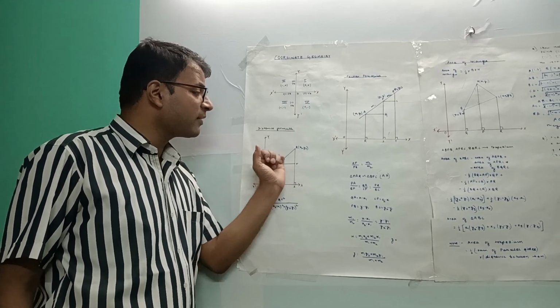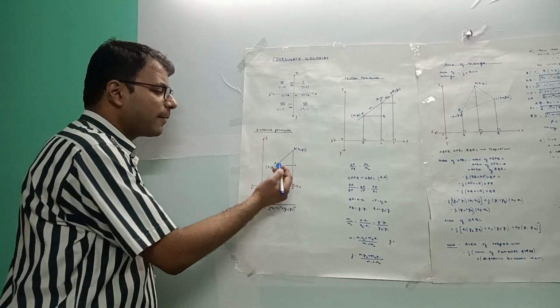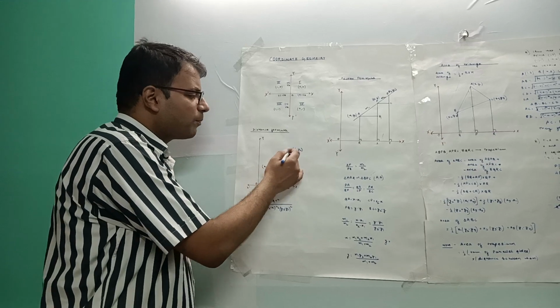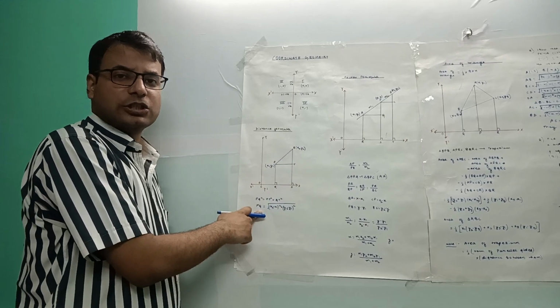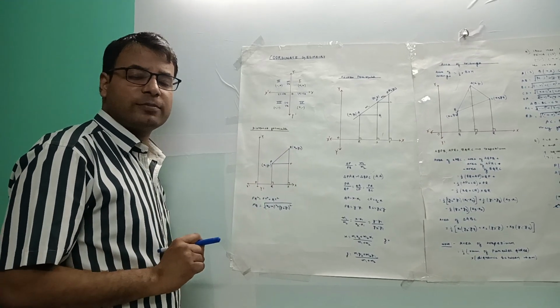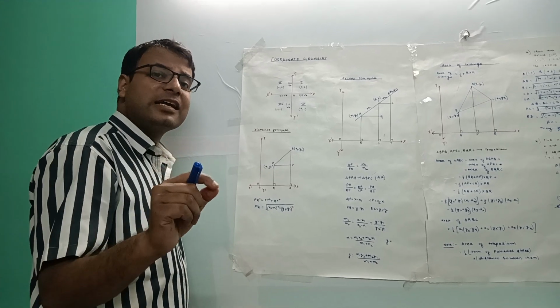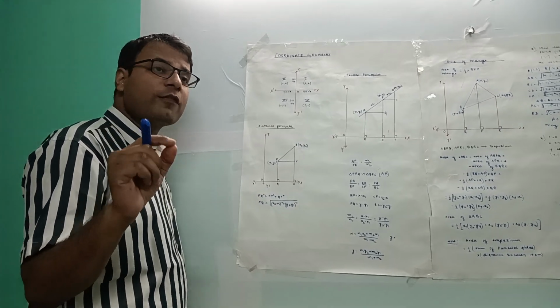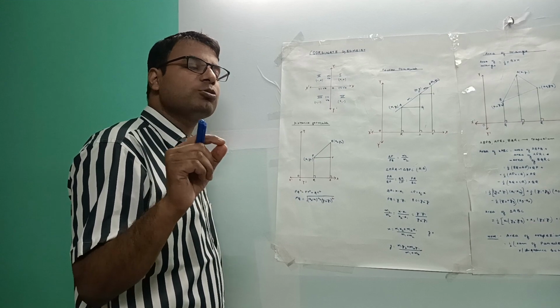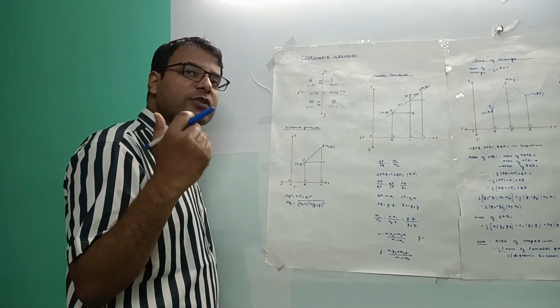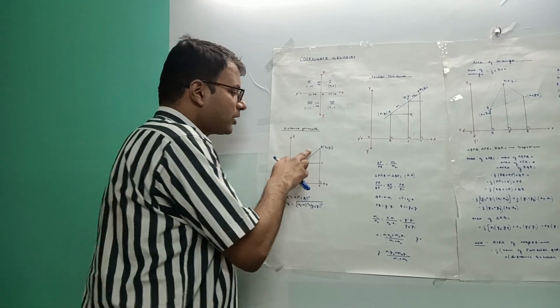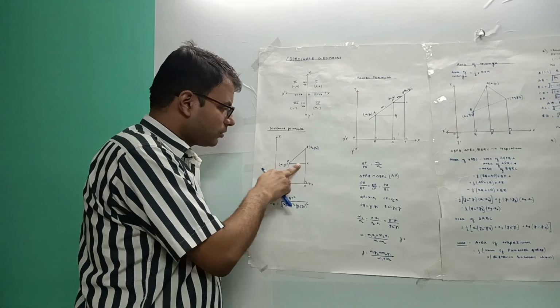So P is (x1, y1), Q is (x2, y2). We have to find the value of PQ. You will use the Pythagoras theorem, which you have read in the previous class. For a right angle triangle, the square of the hypotenuse is equal to the sum of the squares of the altitude and the base. See, this is the right angle triangle. PQ is the hypotenuse of a right angle triangle.